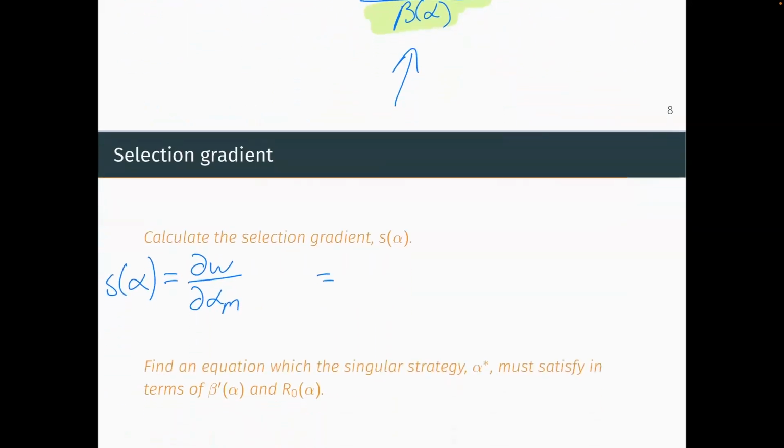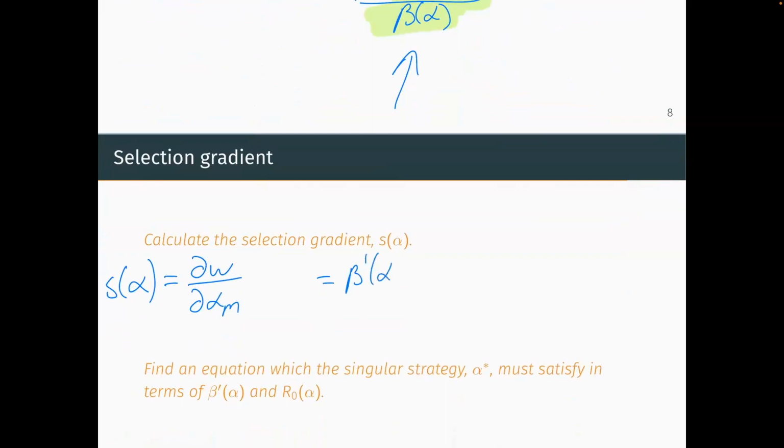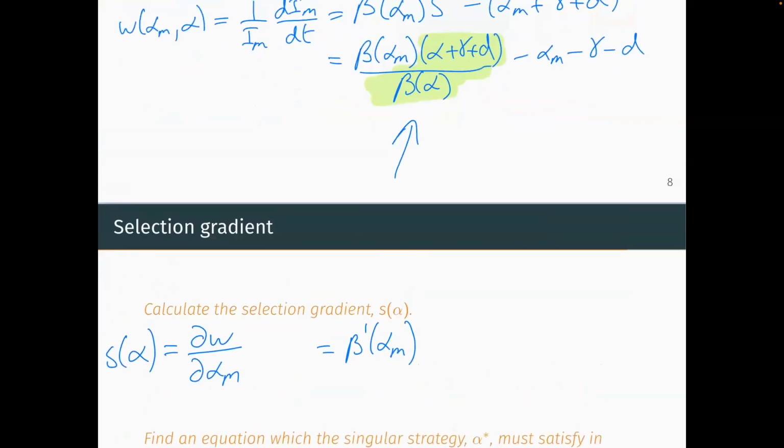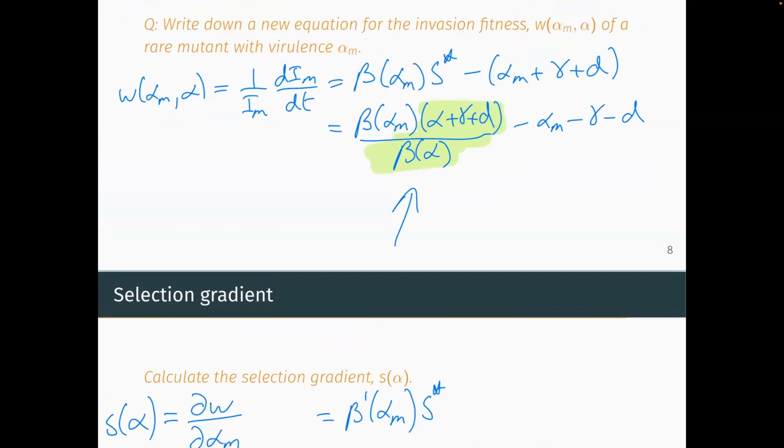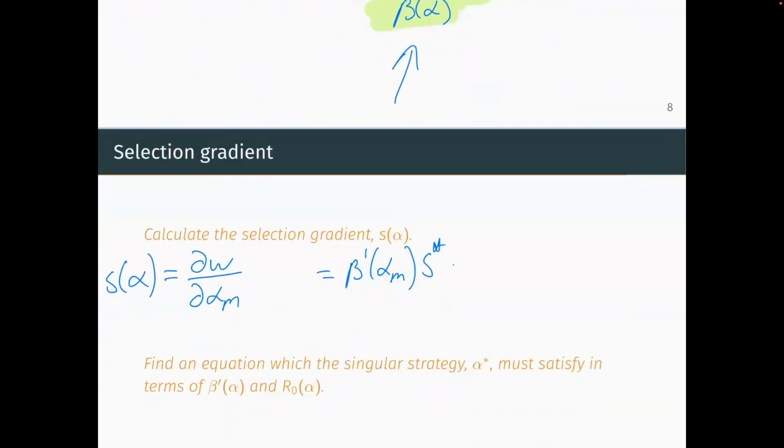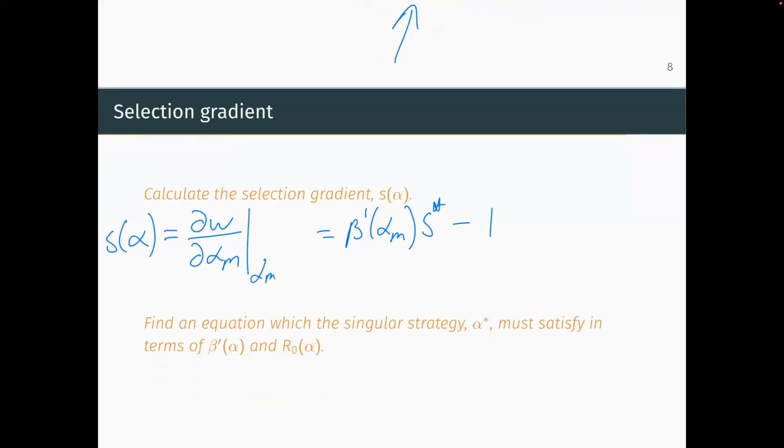So all we're going to have here is beta prime of alpha m. And I'll leave it just as s star for now, just because it's a little bit easier to write down. So beta prime of alpha m times s star. And then these terms here, the gamma and d, they're not functions of alpha m, so they're just going to drop out, right? And we've got a minus alpha m here, so I'll have a -1 as the derivative.